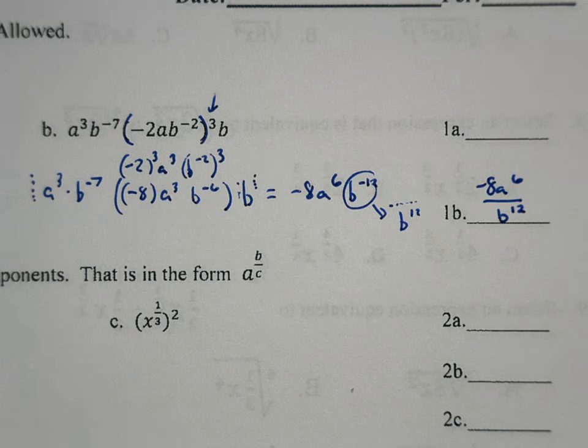When you're multiplying things, you can add exponents. When there's exponents outside of parentheses, you can multiply them, and then division is subtraction, and then of course negative exponents move to the opposite place. So that is a review of number 1.